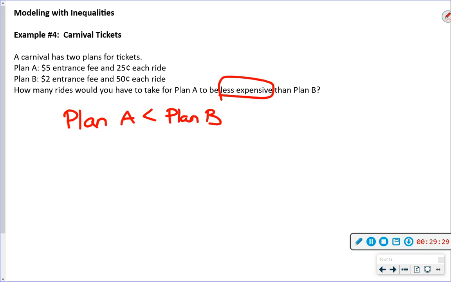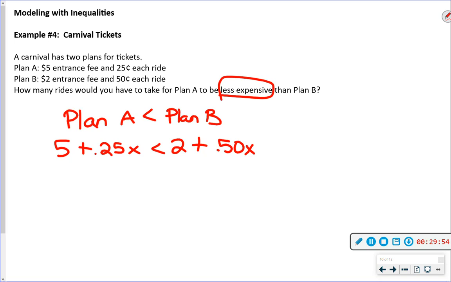All right, so plan A, we have to pay the $5 plus 25 cents a ride. Now, I have no clue how many rides we're going to go on, so I'm going to say times X. Plan B, $2 to get in, and 50 cents a ride. And now I'm just going to go through and solve my inequality.